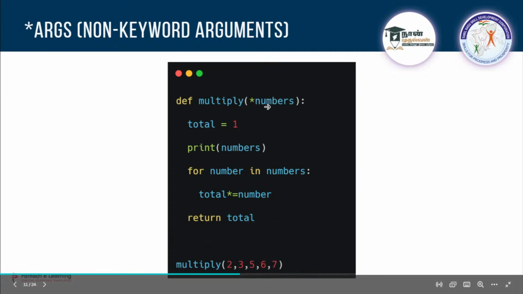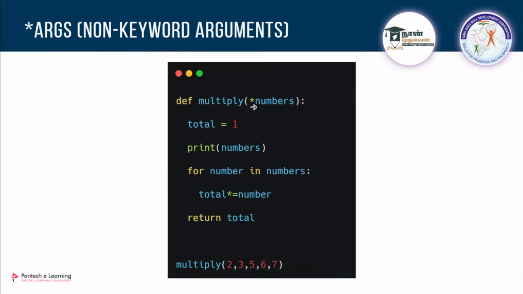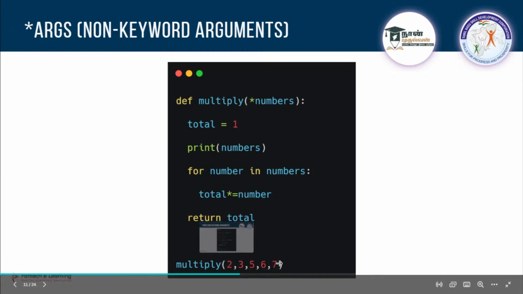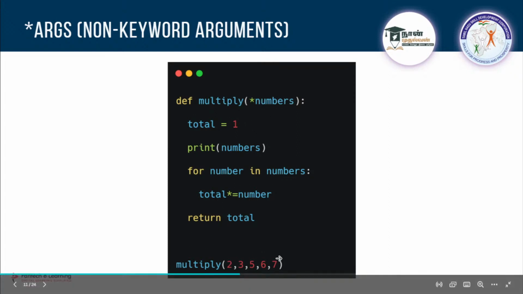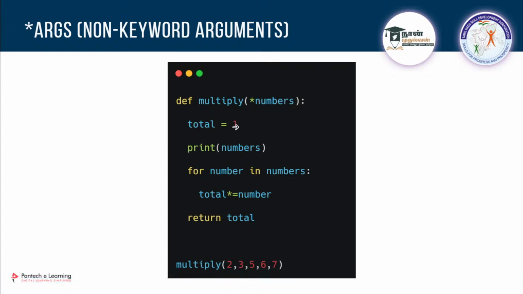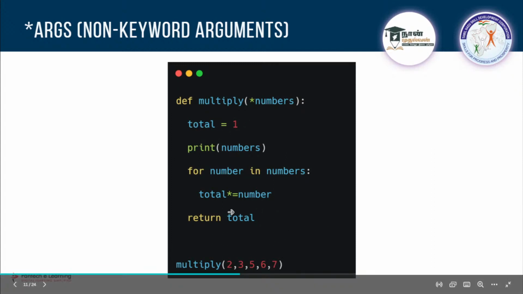Okay, so I'm asking for the numbers and I'm giving a one star here. So this is a non-keyword argument. You can pass any number of arguments here, and that will be stored as a set or a list, based on your requirement. Here it will be a sequence, so it will be stored in a tuple or a list. I'm setting the total as 1, and I'm just going to multiply everything and give us the output.